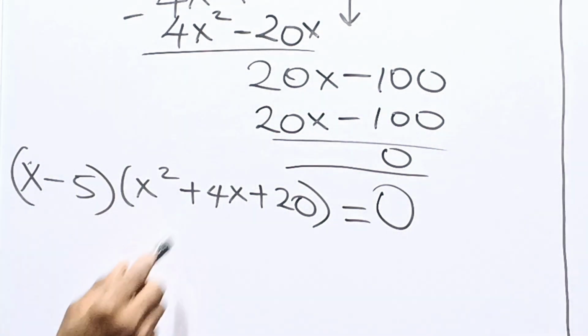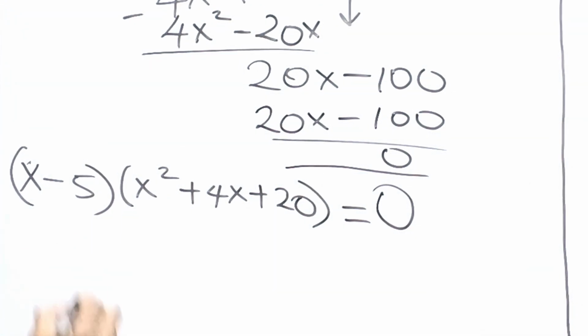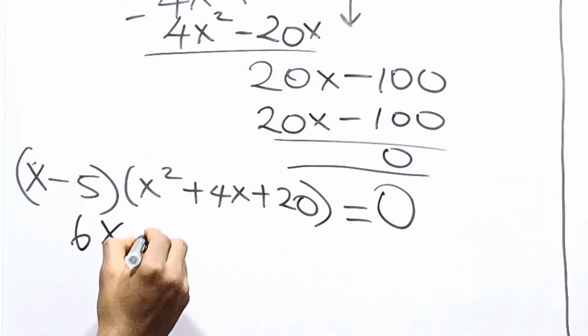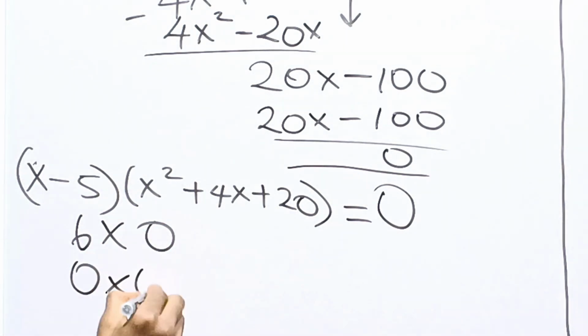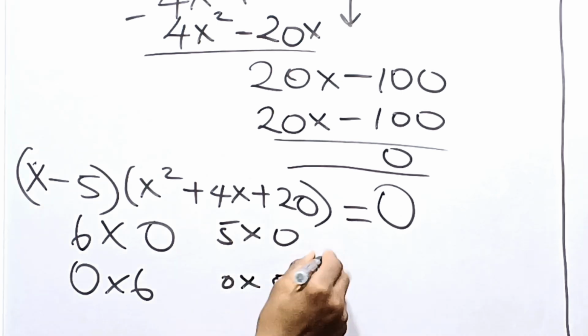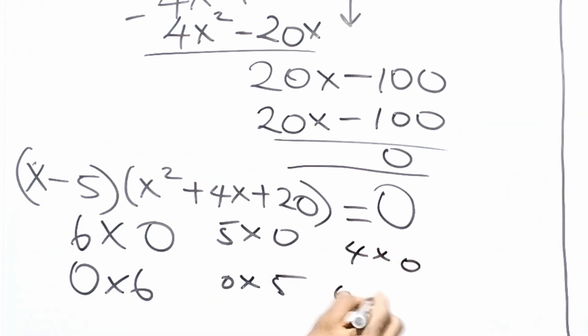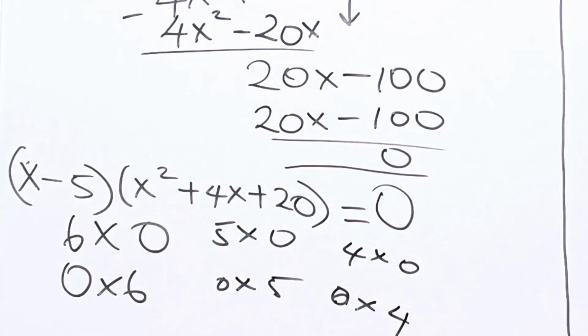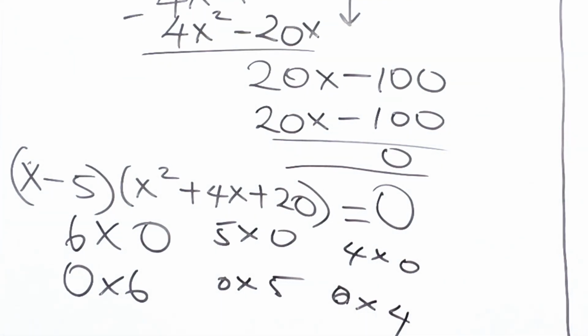When you have two numbers multiplying to give you 0, say I have 6 times 0, and you know 0 times 6 also gives us 0. Let's say 5 times 0, and we have 0 times 5. Let's say 4 times 0, and we have 0 times 4. Just for example's sake. Now, looking at this, you can see there's a pattern here.